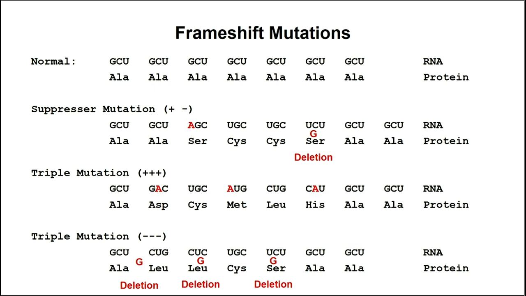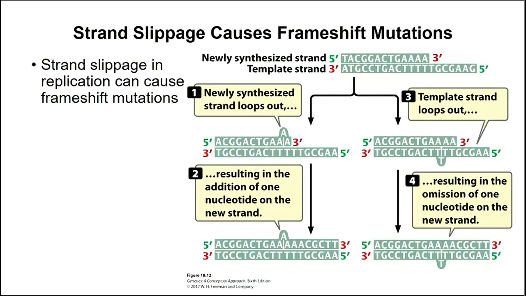Other ways that frame shift mutations can be caused, in addition to by chemicals, is template slippage. So as your DNA polymerase is replicating the DNA, right, sometimes it can slip. Sometimes, especially if there's a long string of a repeated region, it can have a situation where it doesn't know whether or not it's already done those A's or done those T's.